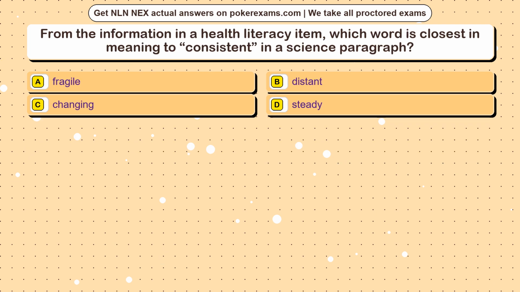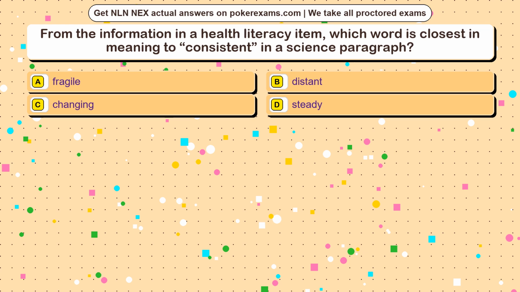Question 22. From the information in a health literacy item, which word is closest in meaning to consistent in a science paragraph? Option A, fragile. Option B, distant. Option C, changing. Option D, steady.